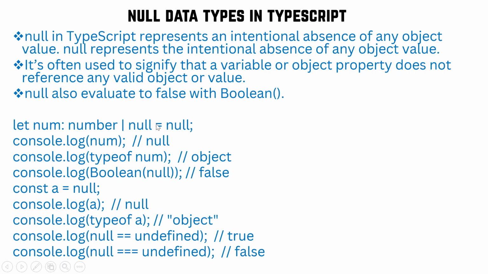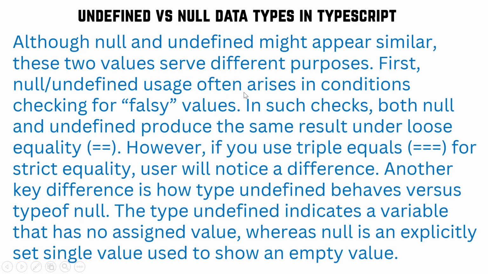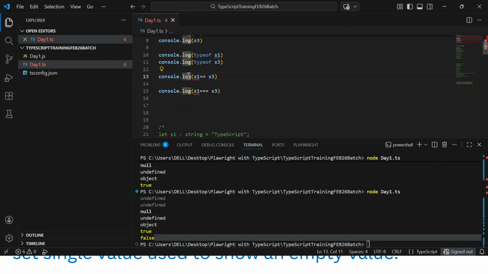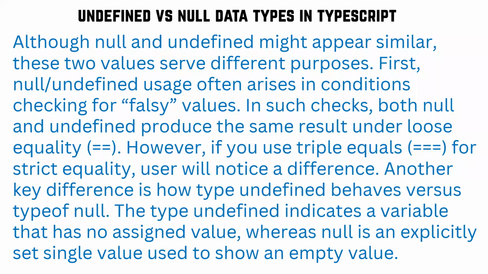Okay. So null in TypeScript represents an intentional absence of any object value. It is often used to signify that a variable or object property does not reference any valid object or value. Now, what is the primary difference between null and undefined? That question will come to your mind immediately. Here you already see this coming as true because null and undefined are mostly the same thing. But whenever you compare in a stricter order, it will come as false. Why? Let's understand it here.